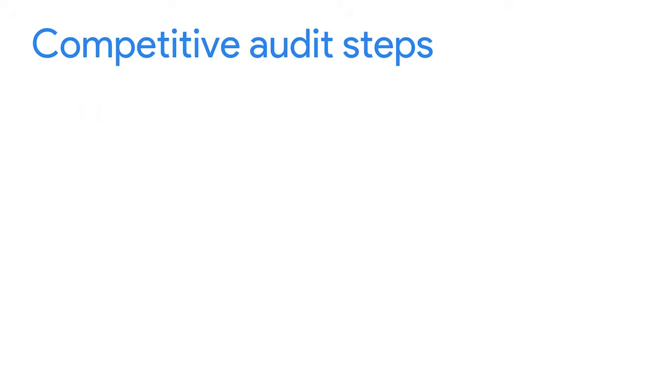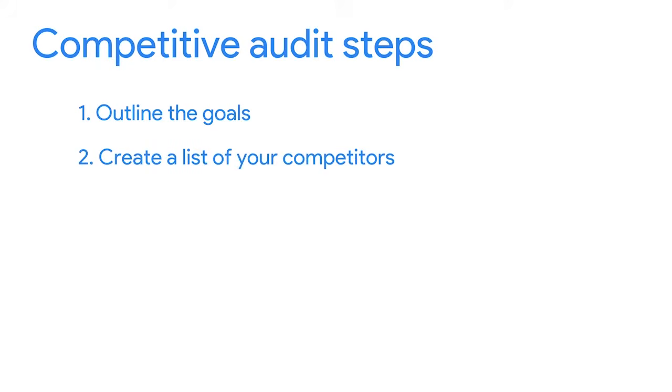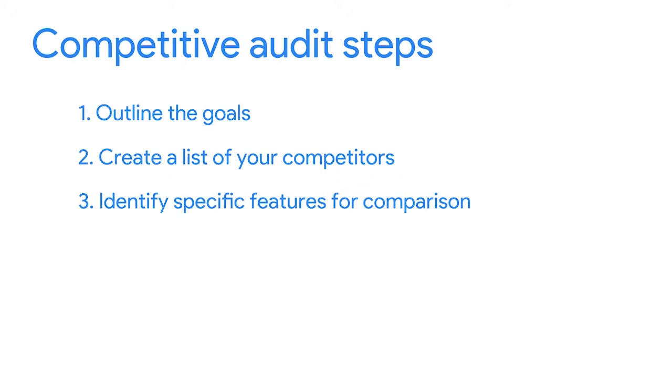The first step is to outline the goals for your competitive audit. This should include specific information about your product, your users, and the product's industry. The second step is to create a list of your competitors. You can do this using a document or spreadsheet. The third step is to identify the specific features of your competitors that you want to focus on. Then fourth, you'll research each product. You'll use your list of competitors and specific features to guide your research about their products and organizations.